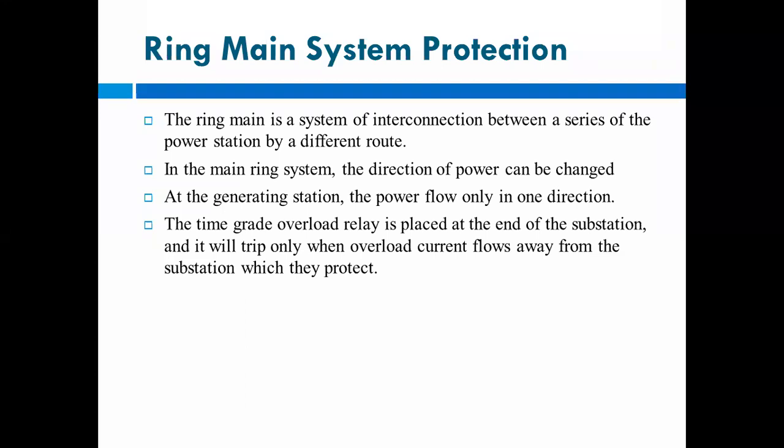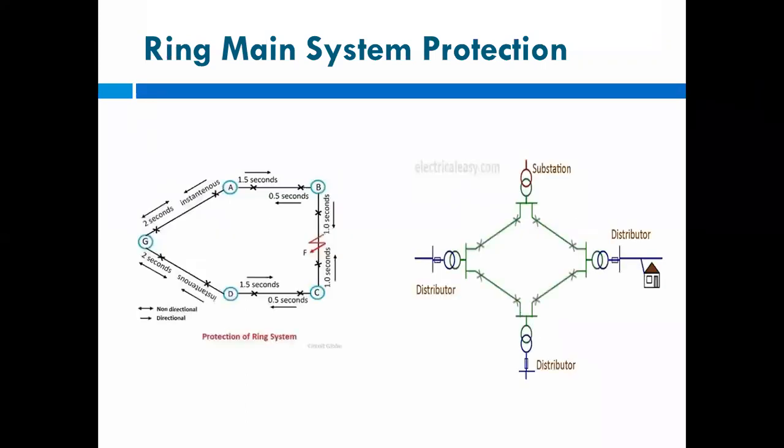But in this ring main system of protection, I'll show you the diagram here. There is one generating station, and there are different substations or distributors. Substation means where the power is generated and supplied. Near the generating station, the time required to operate the relay is 2 seconds.